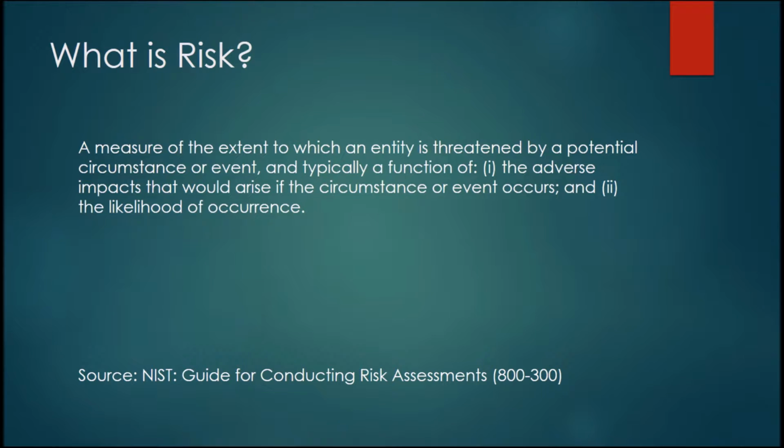So let's break this down. First of all, it's a measurement. It's determined by analysis. It's about a potential circumstance or event, and the result of that circumstance or event is an adverse impact. We'll look at the measurement and analysis in a bit, but for now let's focus on the idea of potential circumstance or event. We are not only to plan for known threats, but for potential threats or unknown threats.